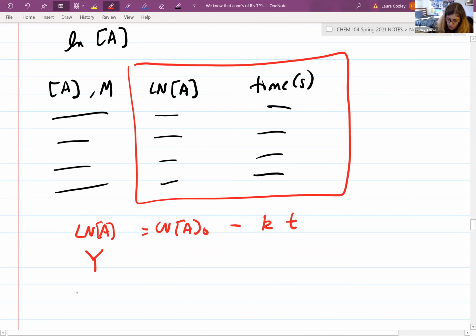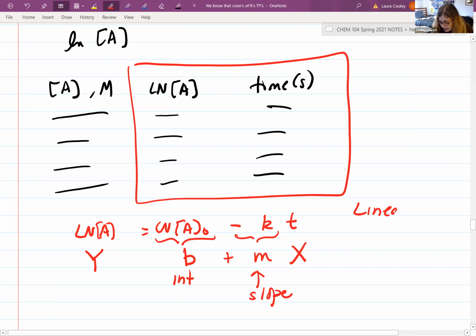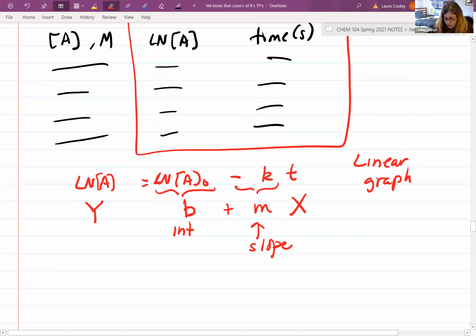So if we plot this on the y-axis and we plot this on the x-axis, this is a constant. We call that the intercept. Negative k is the slope. So this is a linear graph. And I know that because the equation is the equation of a line: y equals a constant plus a slope times x, where x is time and y is the natural log of A. So this is a linear graph.